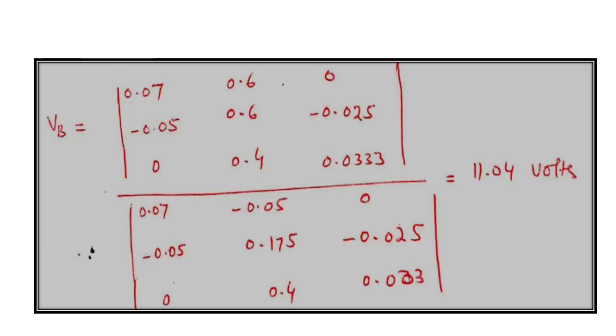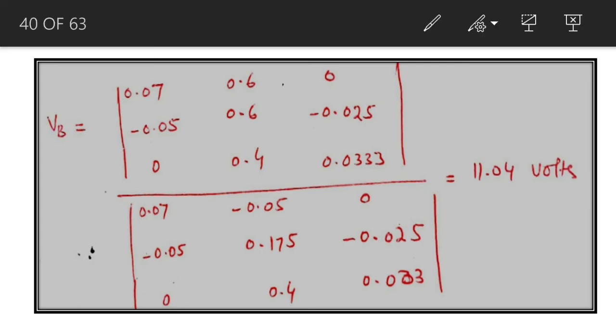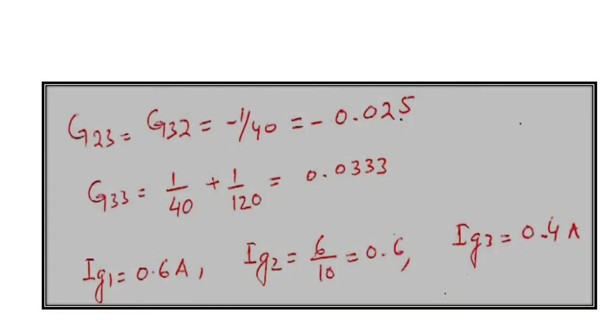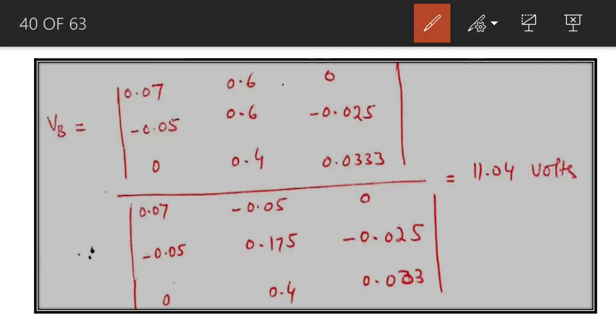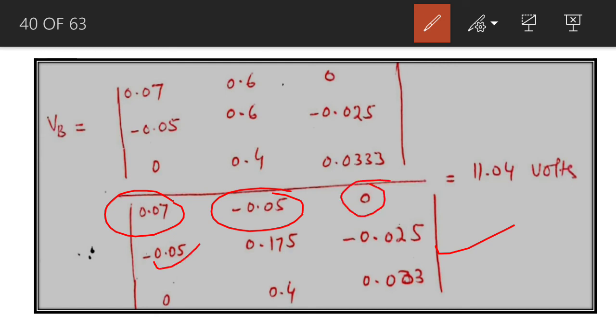Anyhow, you see here is the G matrix. These are the values of the G. Let me consider the G matrix once again. So here is the G matrix. Here are the values of the G matrix. Here is G11, here is G12, here is G13, here is G21, here is G22, here is G23, here is G31, here is G32, and here is G33.